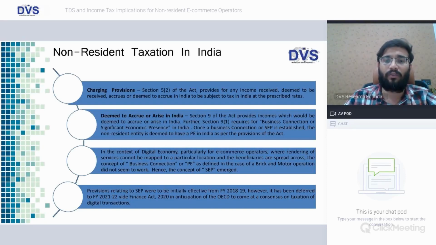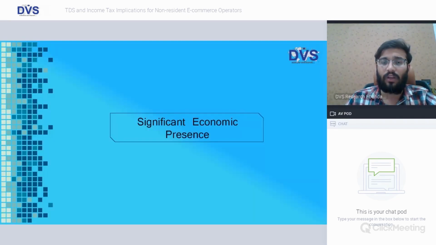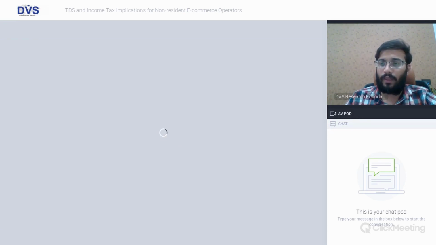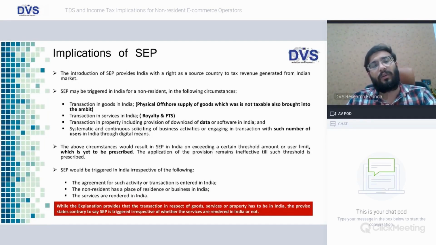So that's where the concept of significant economic presence emerged. Initially, it was effective from financial year 18-19, but again by virtue of the Finance Act 2020, it has been deferred to financial year 21-22. So what exactly is significant economic presence?